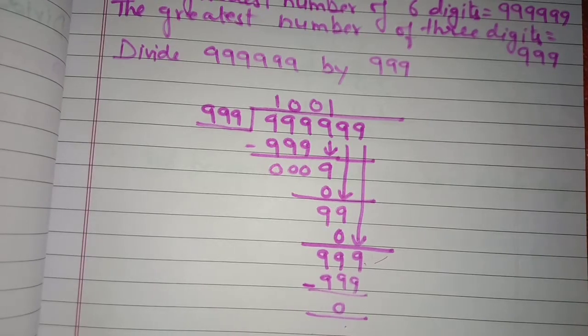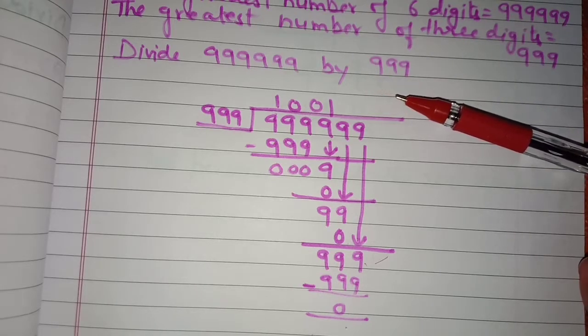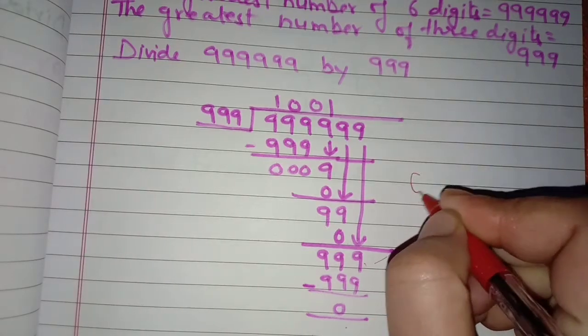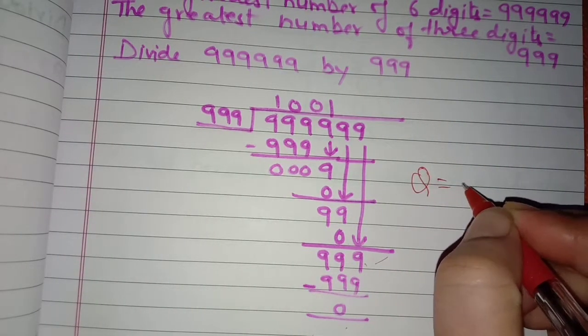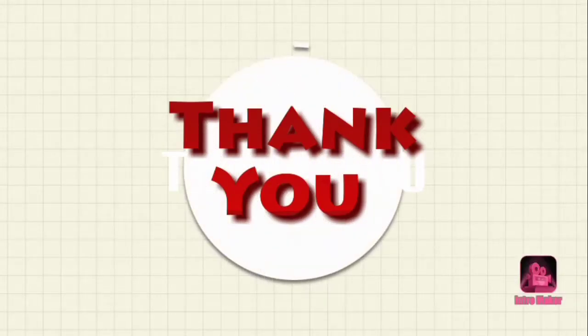So we have just divided the greatest 6 digit number by the greatest 3 digit number. So what we have got here? We have got the answer, means the quotient as 1001.